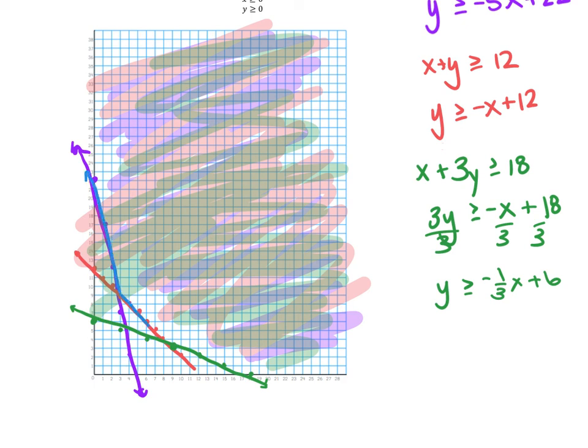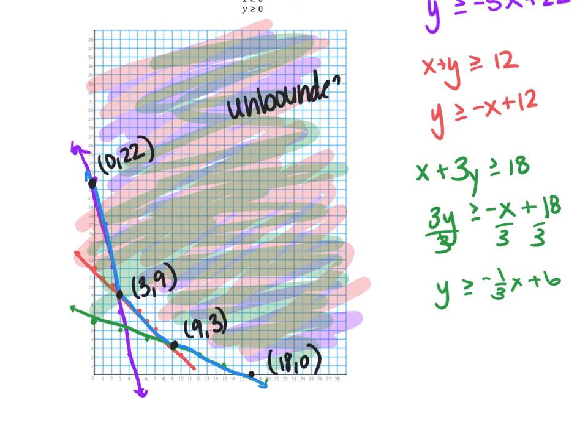From here to here to here. You're bounded by this point right here at 0, 22. You're bounded at this point right here, 3, 9. This point here, 9, 3. And this point down here, 18, 0. And because you can't draw a circle around this, since it goes on forever, this is what we call an unbounded region.